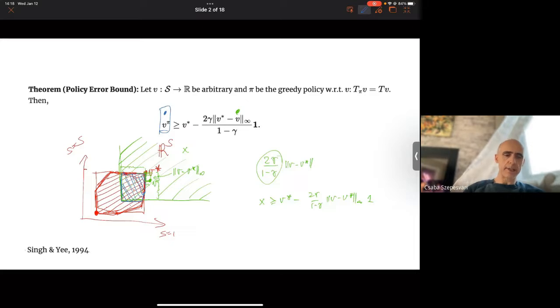And it's a continuity result, because if this distance goes to 0, then v pi is converging to v star, right? Because this is going to get closer and closer until it closes on v star. Okay?